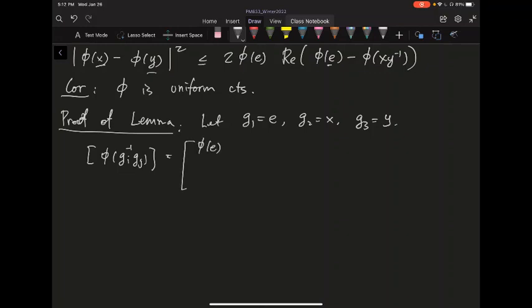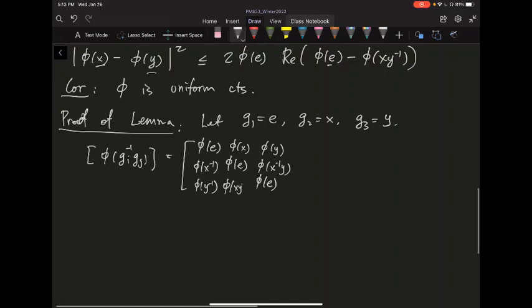So you always have phi of e on your diagonal, that's kind of trivial. But on here you have phi of x and phi of y, and on here you have phi of x inverse y. On the other side, you have phi of x inverse, phi of y inverse, and then phi of x y inverse. Things are technically abelian, so I don't really need to care too much about whether I put the x inverse on the left or on the right. Our groups are always abelian. So now this 3x3 matrix is positive.